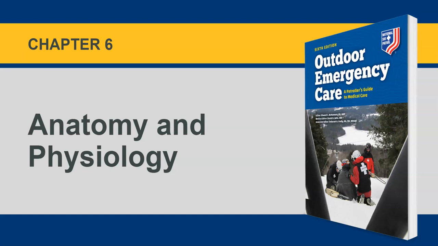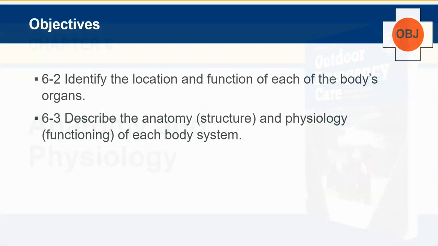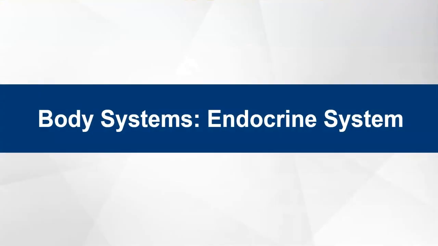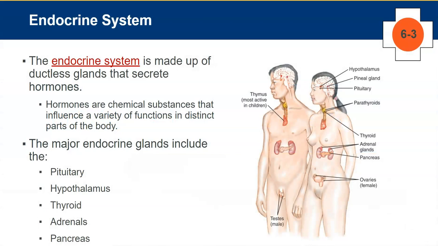This video continues Chapter 6, Anatomy and Physiology, looking at the structure and function, the anatomy and physiology of the endocrine system. The endocrine system is that series of ductless glands that secrete hormones controlling body functions. Major endocrine glands include the pituitary, hypothalamus, thyroid, adrenal glands, and the pancreas.